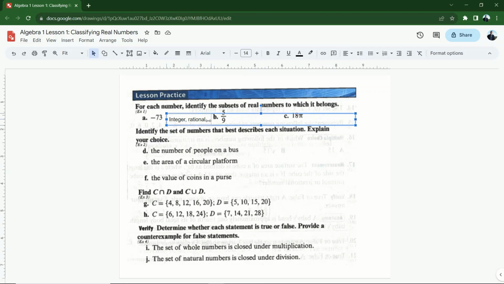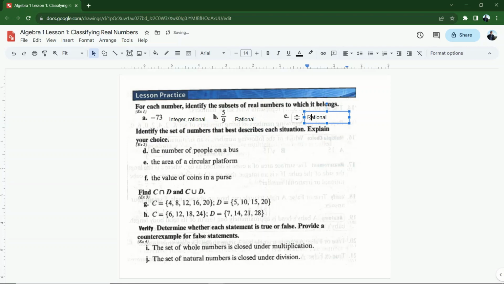5/9. Well, looking at 5/9, I know it's not an integer, because integers are whole numbers and then the opposites of the natural numbers, but nothing about fractions in there. So this one's just going to be a rational number. And then what about 18 pi? Well, pi is one of those values that's not rational. We say that that's irrational. So we would say that 18 pi is an irrational number.